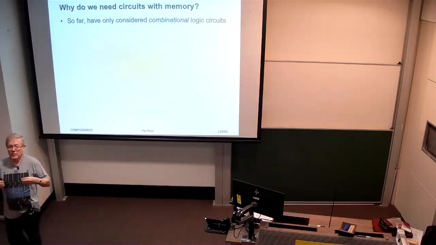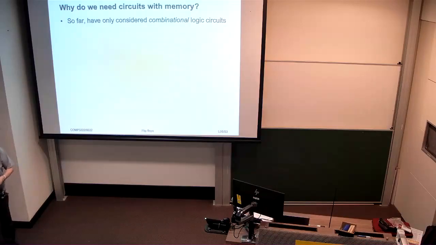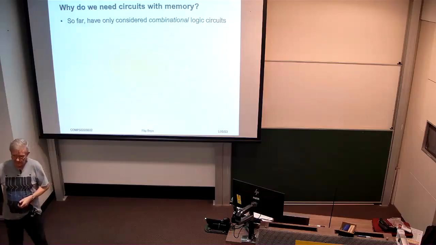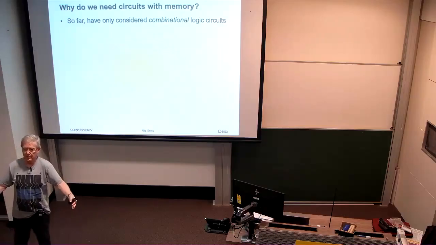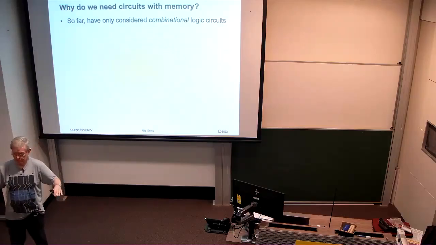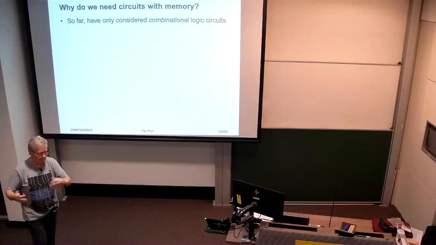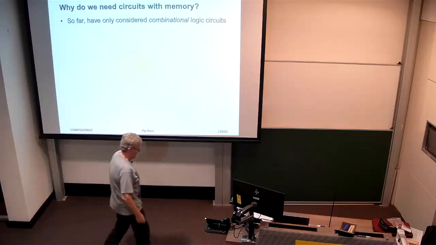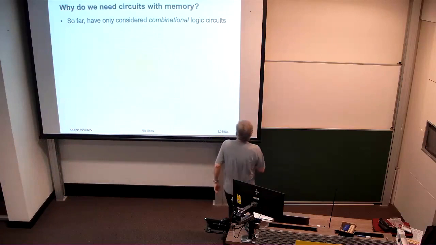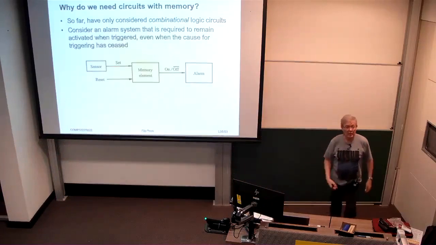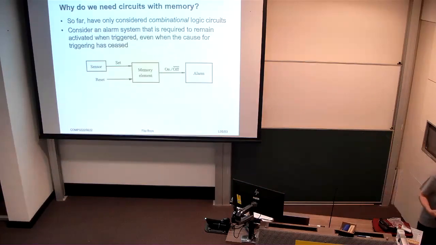So far the circuits that we've looked at have only been combinational. That means there's a direct relationship between the inputs to the circuit and the outputs. If the inputs change, the outputs change. There's a Boolean functional relationship between them. But sometimes we really want to remember something or know something, and then the relationship is not necessarily directly linear.